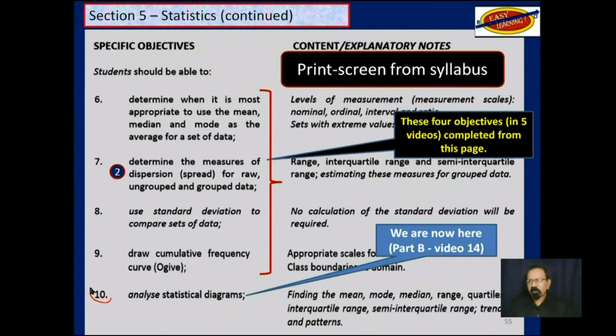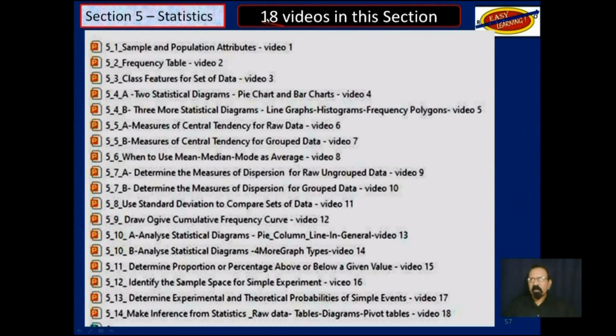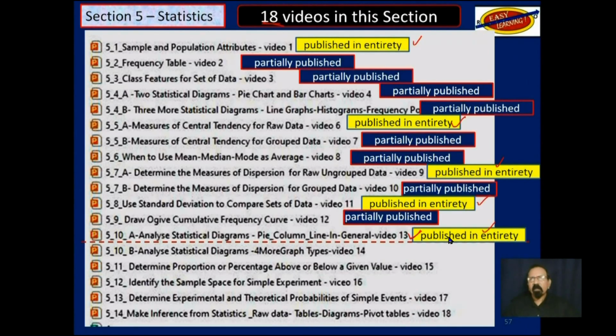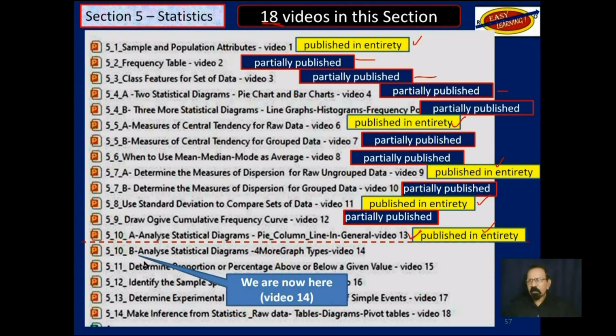We are now here, objective 10, part B, video 14. So there are 18 videos in this section. We got up to here, 13 in the last video. These have been published in their entirety on YouTube, and these others only partially published. So as I said, we are here, 5.10 part B. Video 14, we will be looking at 4 more graphs. And once I finish with this, it will only be partially published.